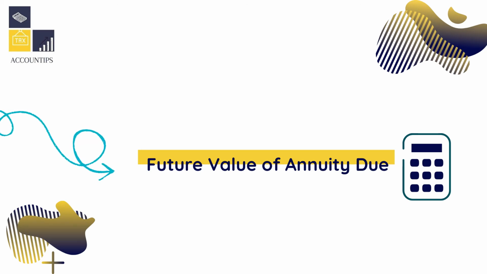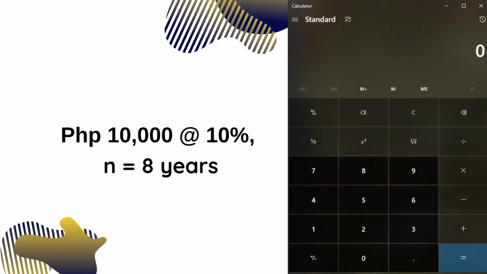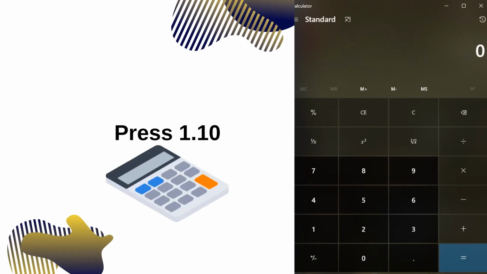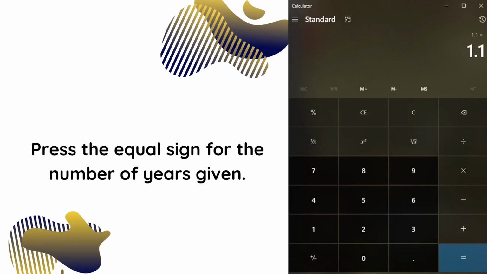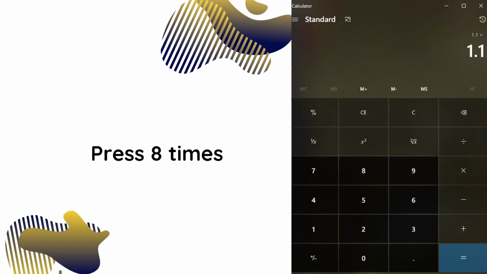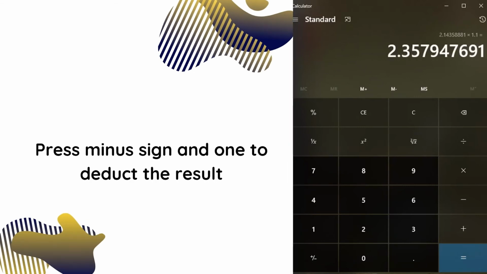The last thing that we will discuss in this two-part video is the future value of annuity due. We will still use the same given, which is 10,000 pesos at 10% in 8 years. Again, we will press 1.10 in the calculator and then press the multiplication sign twice. After that, we will press the equal sign for the number of years given. So in this case, we will press it 8 times. 1, 2, 3, 4, 5, 6, 7, 8.